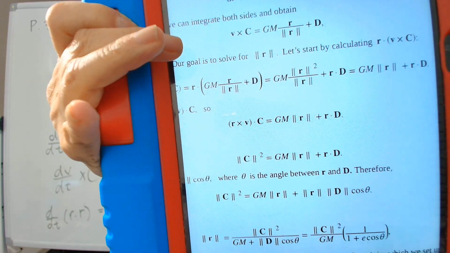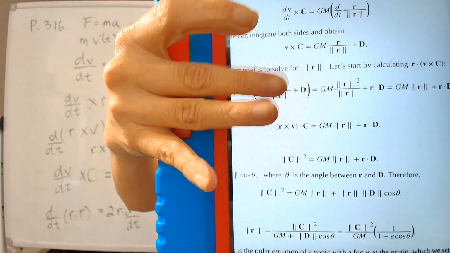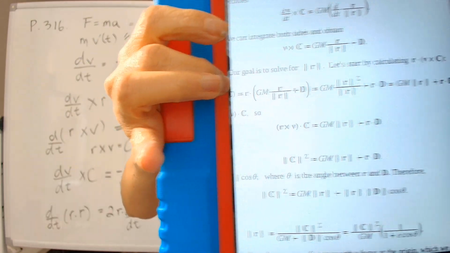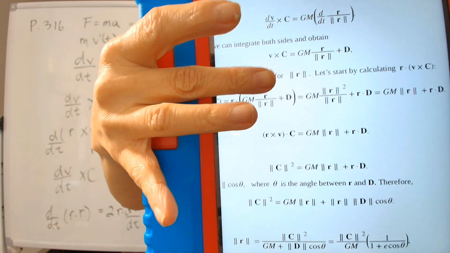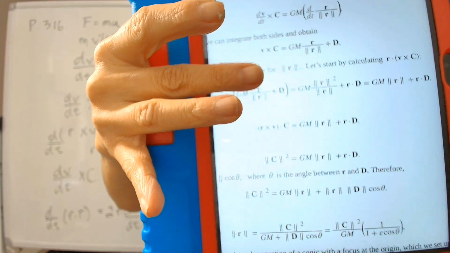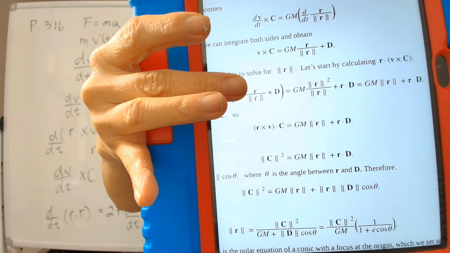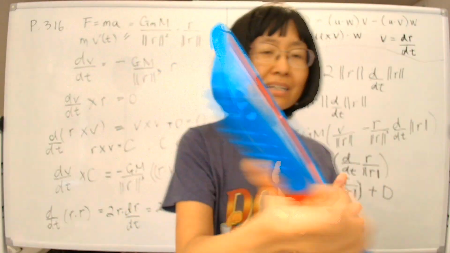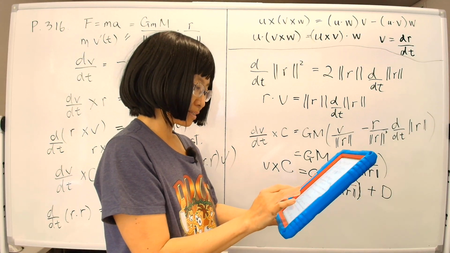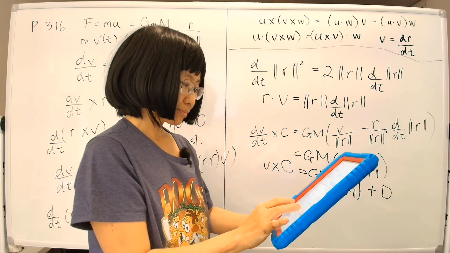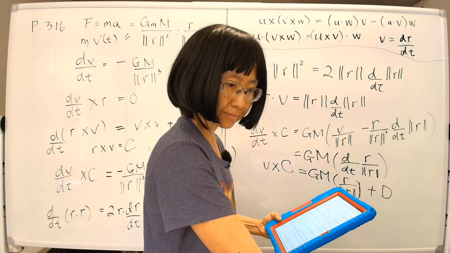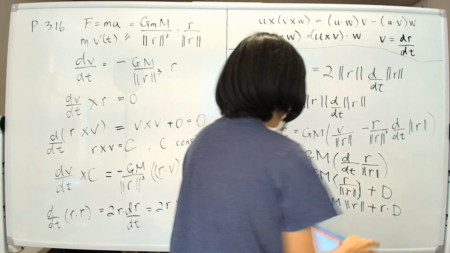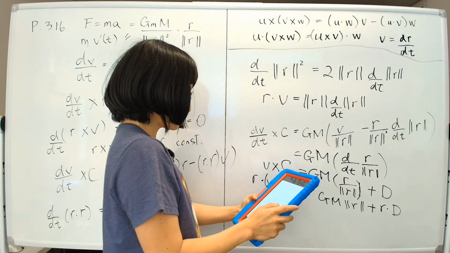The first one, r dot r, becomes r squared. The second one, r dot d, is just r dot d. Then when r squared is divided by the magnitude of r on the bottom, you just have one factor of r left. So we have a much cleaner looking condition: GM times the magnitude of r plus r dot d.